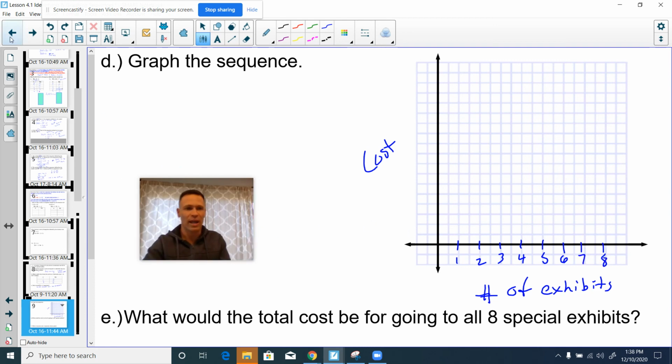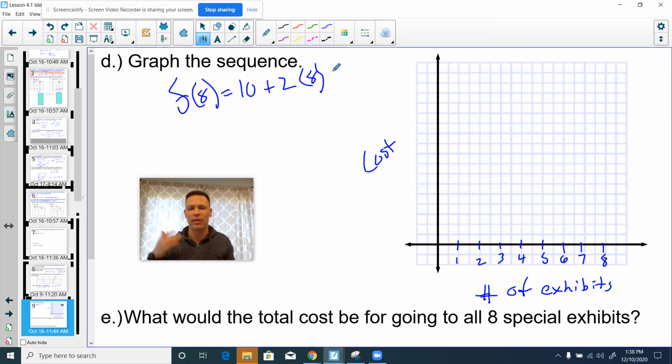Okay. And at 8 exhibits, I want to figure out how far this has to go. So I'm going to use the function. f of 8 would be equal to 10 plus 2 times 8, right? Because I want to be able to fit everything on the graph, so I want to make sure my scale is appropriate. So 2 times 8 is 16, plus 10 more is 26. So I have to make sure this goes all the way up to 26.